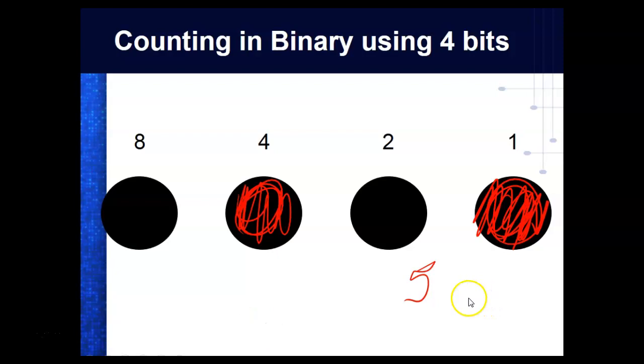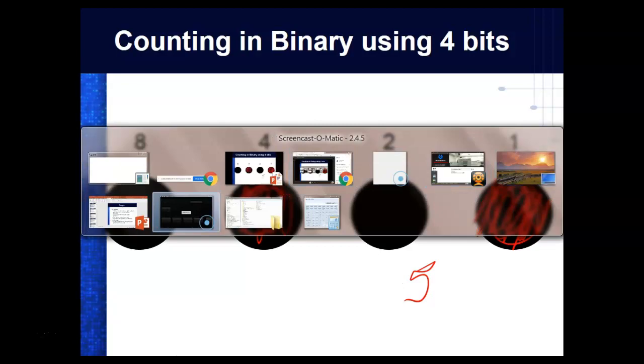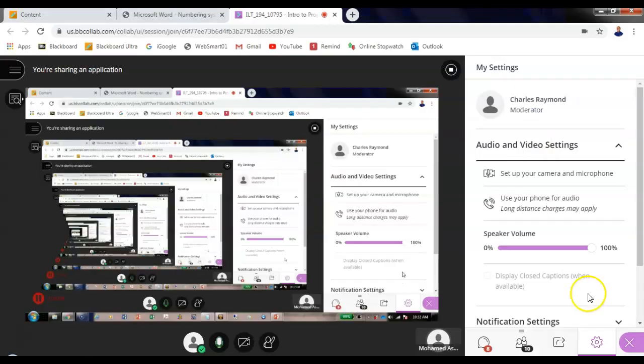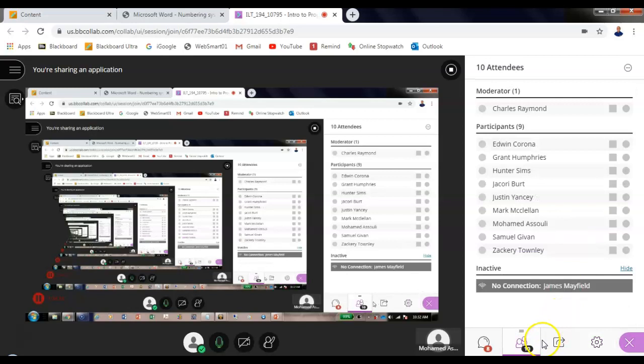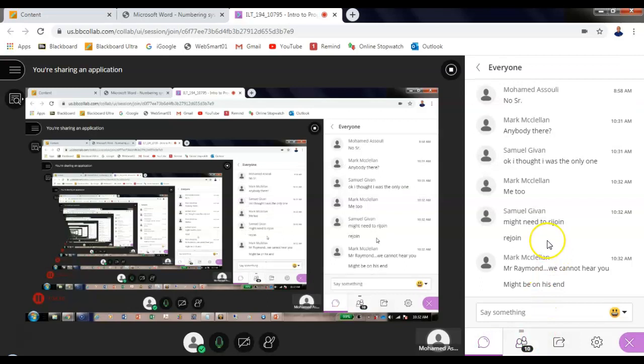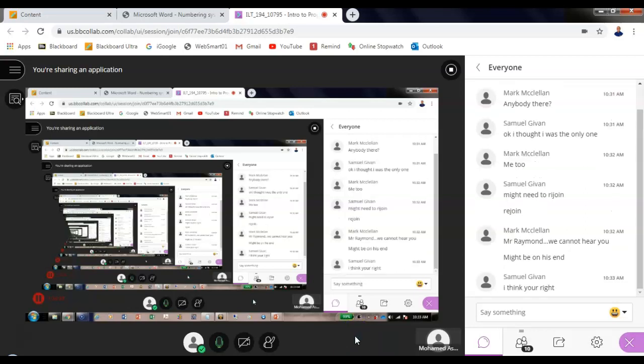I hear y'all dinging, guys, but I can't see anything when I've got this shared. I'll jump over there real quick and see what's going on. Oh, so y'all can't hear me? Is everybody else okay? Can y'all hear me?